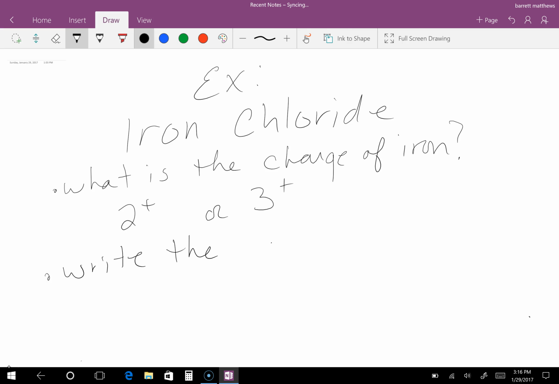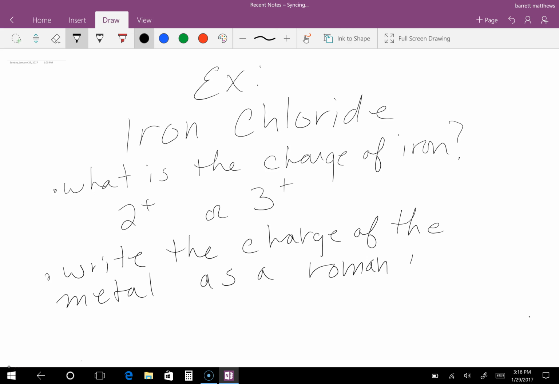So in the stock system, we will write the charge of the metal as a Roman numeral. So we would write iron, Roman numeral 3, chloride. That way I know the iron has a +3 charge.